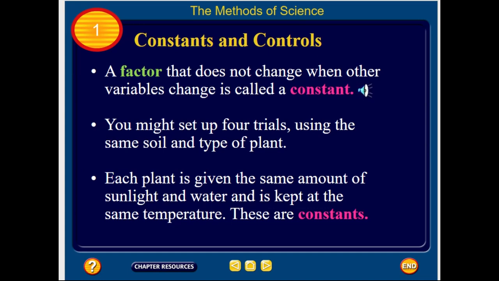You might set up 4 trials using the same soil type and kind of plant for an experiment. If you give the same type of soil for every plant, the type of soil is a constant. If you use the same kind of plant in every trial of the experiment, the kind of plant is a constant. If each plant is given the same amount of sunlight and water and is kept at the same temperature, these are constants.